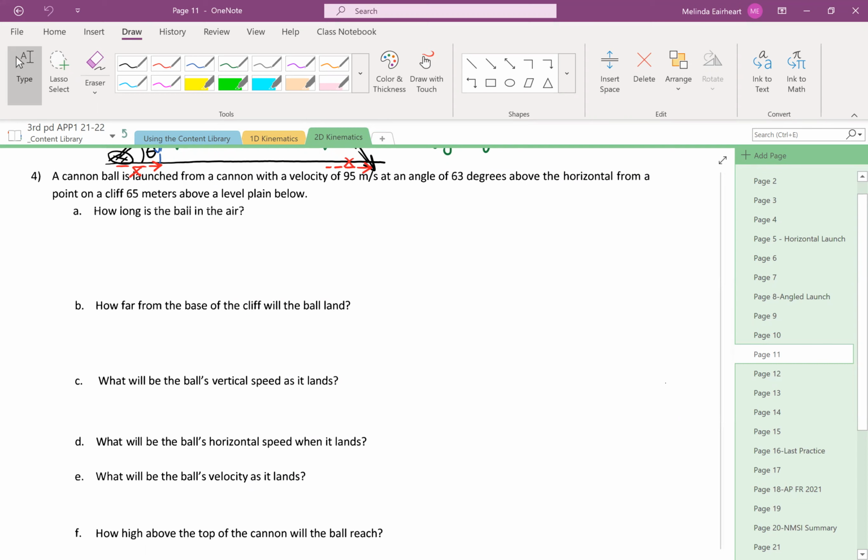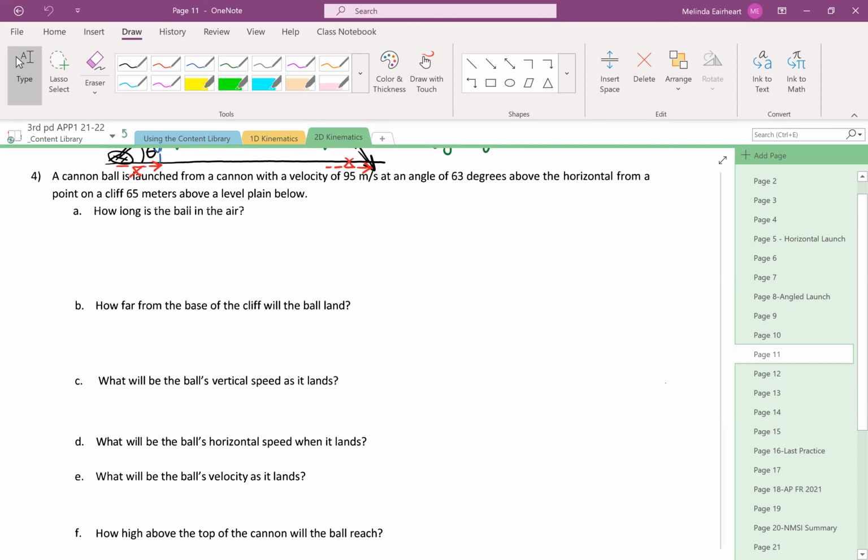And so down below, hold on, we've got a cannonball that's going to be launched from a cannon with a velocity of 95 meters per second at an angle of 63 degrees above the horizontal from the point on a cliff that's 65 meters above a level plain below. Did you follow that? What do you see? Hopefully you see a cliff. Where's the cannonball going to start? On top of the cliff.